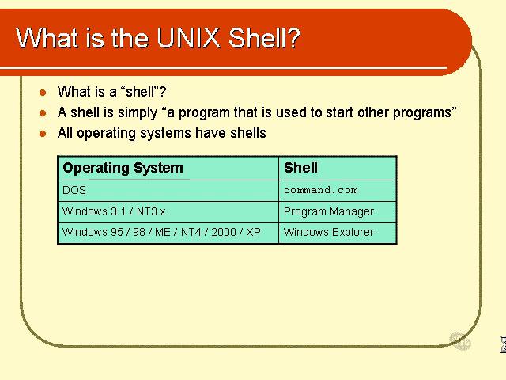You notice that command.com and Program Manager are both programs that are used to start other programs. They're very different, however. Command.com is a text-based command line shell, in the sense that you type in the name of the program that you wish to run, and then you press enter, and then the program is started. In that sense, it is very like the Unix shell, but it is far more rudimentary than the Unix shell.